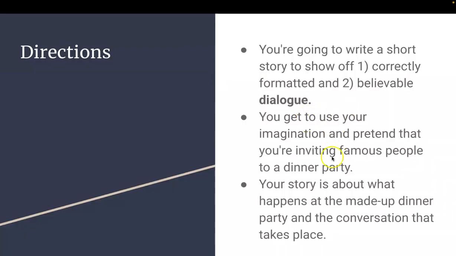So we're going to write a short story. You're going to have to use your imagination, just like always. You're going to pretend that you're inviting famous people to a dinner party. So your story is a story about what happens at that made-up dinner party and the conversation that takes place.